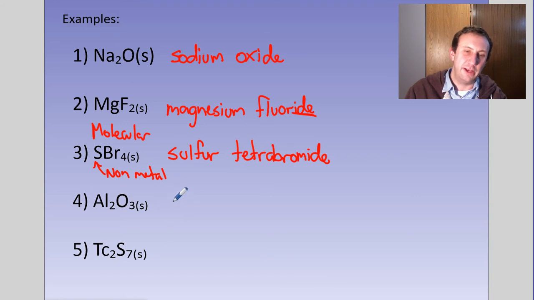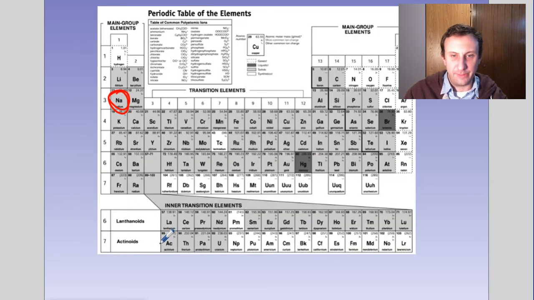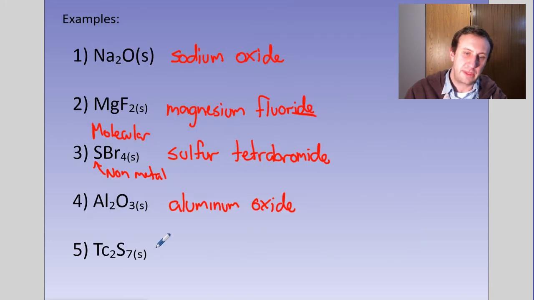All right, for this one, it's ionic because aluminum is a metal. So I'm going to go ahead with aluminum oxide. No prefixes on that one, right? It's just aluminum oxide. And then finally, I've got Tc2S7. Oh, I'm going to mess up on what Tc is because that's not one that we use very often at all. It's like technetium? Technetium? Oh, where are you, technetium? It's hiding. This is embarrassing. Oh, there it is. Yep.